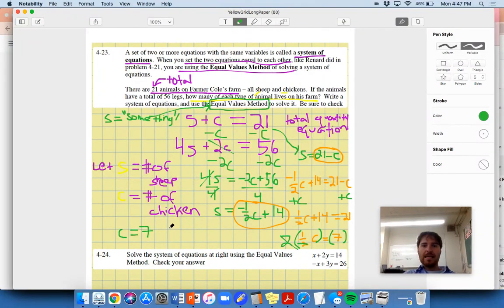Okay, and how many sheep am I going to have? Well, I'm going to go back here. I know the total amount. Total amount is 21, right? Am I right? Okay, 21 total animals. 7 are chickens. So how many are sheep? 14 sheep. Okay, 14 sheep here.